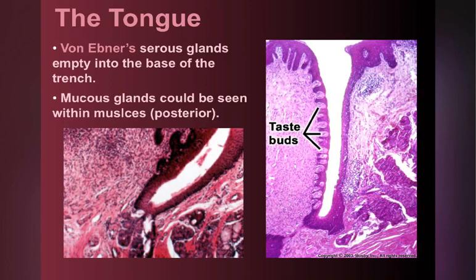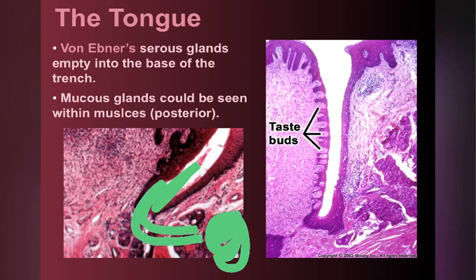Here we see the taste buds on the sides of the papilla. Here we see the trench, the space, and here we see the von Ebner gland. Von Ebner gland, as we said, empties in the bottom of the trench. Here also we see the bottom of the trench where the von Ebner gland empties its secretions.